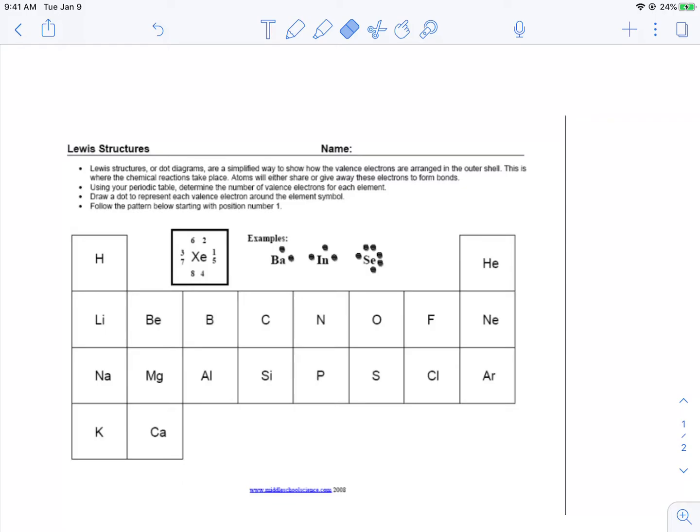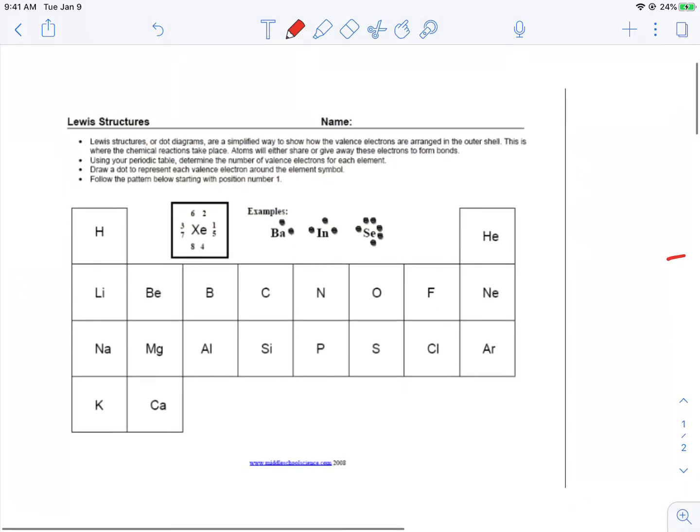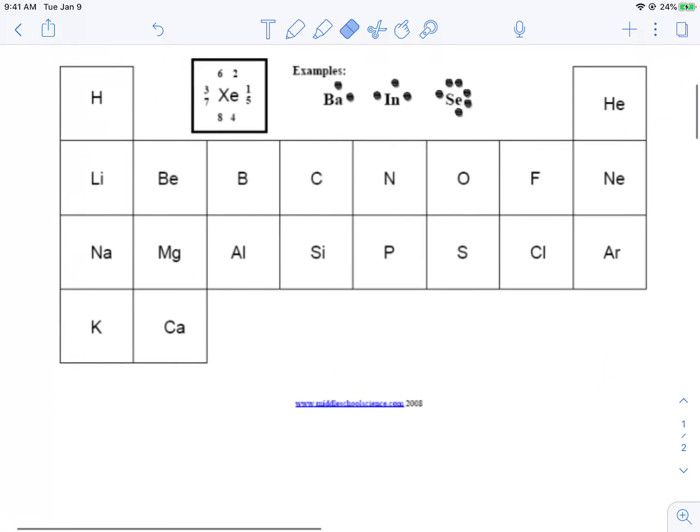Okay, so if you were absent, this is a tutorial on how to do a Lewis structure. Lewis structures are just where you have the symbol of an element surrounded by its number of valence electrons. The key is that the valence electrons have to be done in a certain formation. If they're not done in a certain arrangement, then you're going to struggle when we get to bonding.